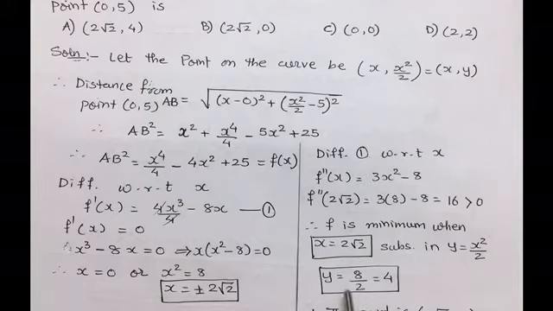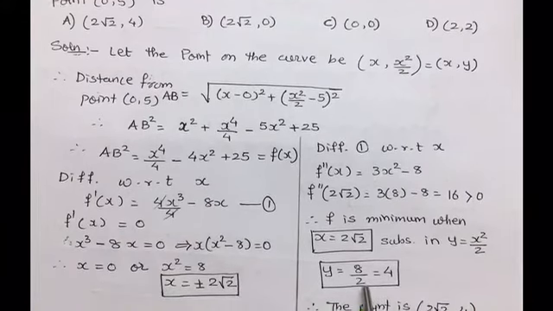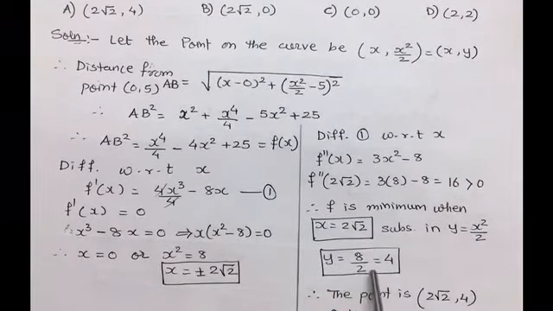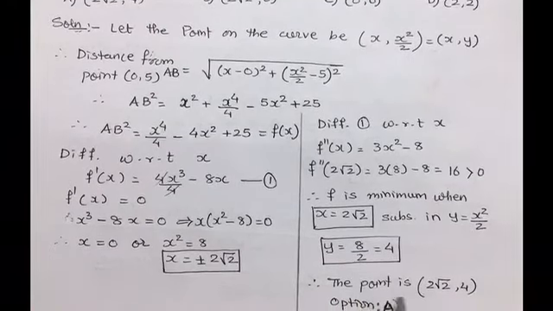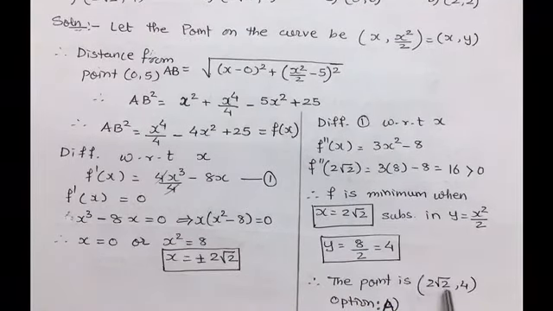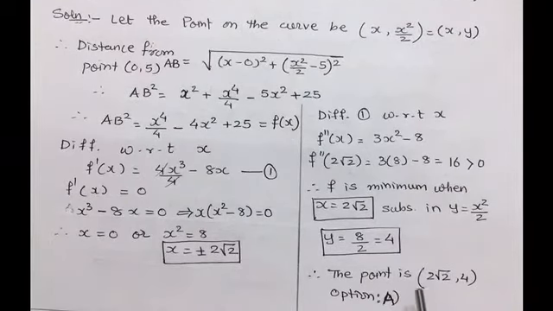Now to calculate the value of y, we substitute the value of x in x square by 2, and solving it gives y is equal to 8 upon 2, that is 4. So the point becomes (2 root 2, 4), which is nearest to (0, 5). So option A is the correct option.